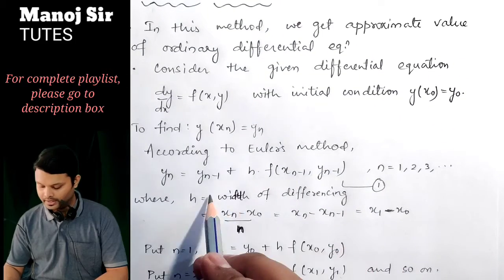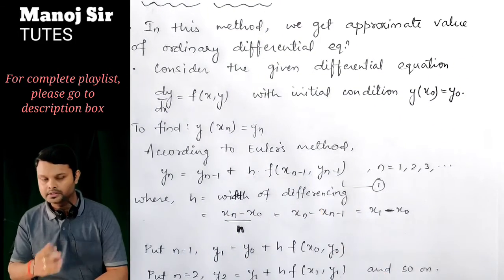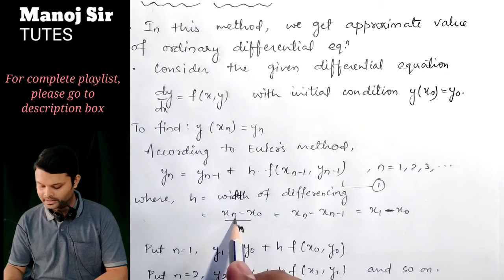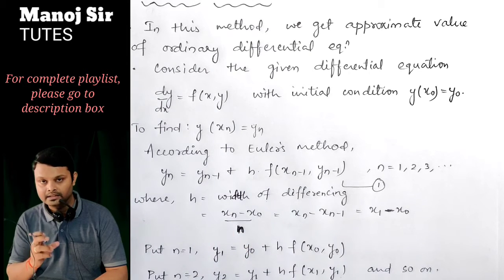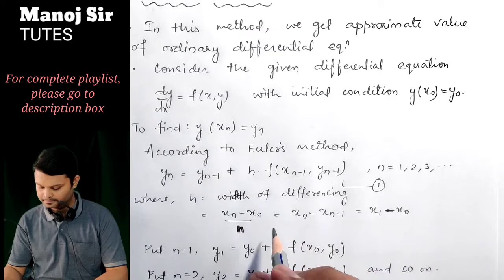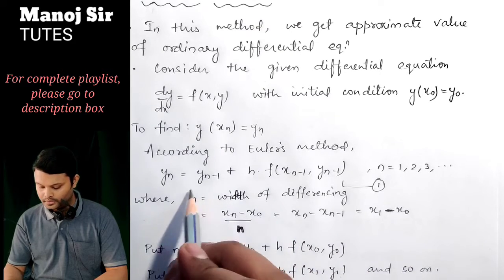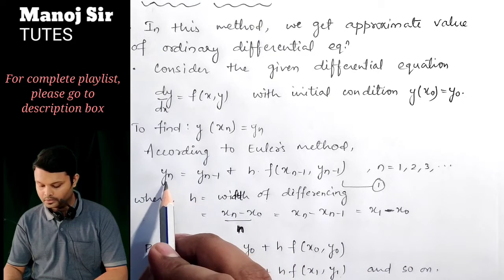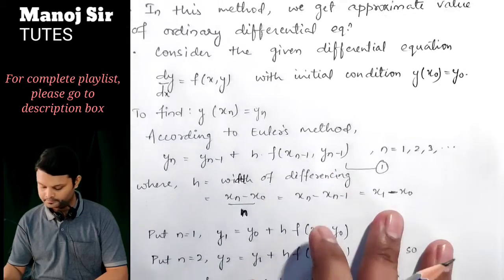What is h? h is the width of differencing, or you can say interval size. But how to find h? Because in certain problems you will have h, and in certain problems you need to find h. So h equals xn minus x naught upon n. What is n? n is the number of intervals. So we will have h. Now we can go to this formula.